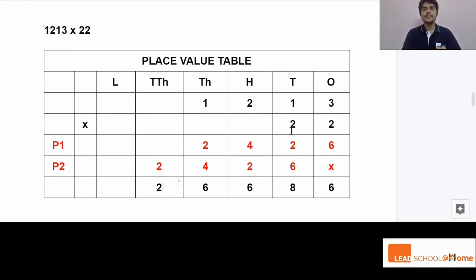Now next step, we multiply the tens place of the second number with the first number. Before we do that, we put a cross in the ones place. Again we get 2426. Now the third step is we add product 1 and product 2 to get the final answer, that is 26,686. The correct answer is 26,686 when we do 1213 into 22. I hope all of you got this answer correctly.